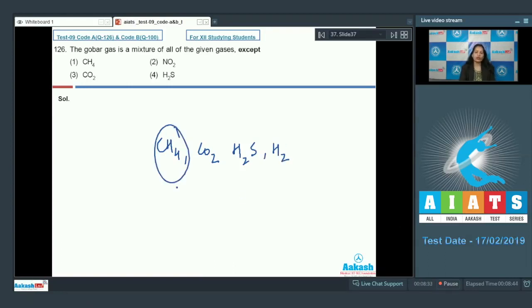The Gobar gas is a mixture of CH4, CO2, H2S, H2, etc. The major component of the Gobar gas is methane, that is CH4. There is no component called NO2 in the Gobar gas. So the correct option for the given question is option number 2. Let's move to the next question.